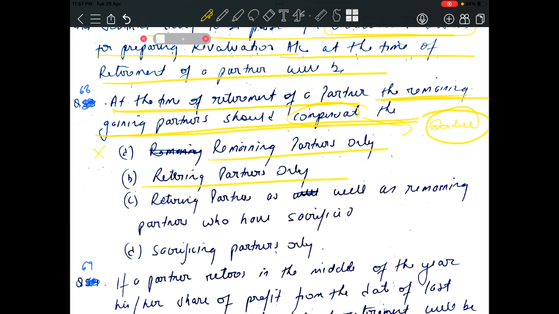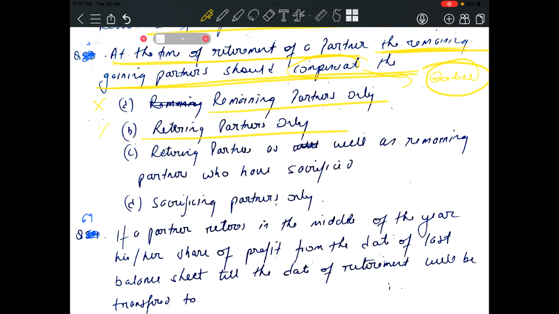Who will get the goodwill in case of retirement of a partner? Who will sacrifice and who will get the benefit? Basically the question is saying no, this also will not be a right answer, because the right answer will be C. Retiring partner will obviously get his share of goodwill, as well as the remaining partner who have sacrificed. Sacrificing partner only, this is also not the right answer. So C is the right answer: retiring partner as well as remaining partner who have sacrificed, right?